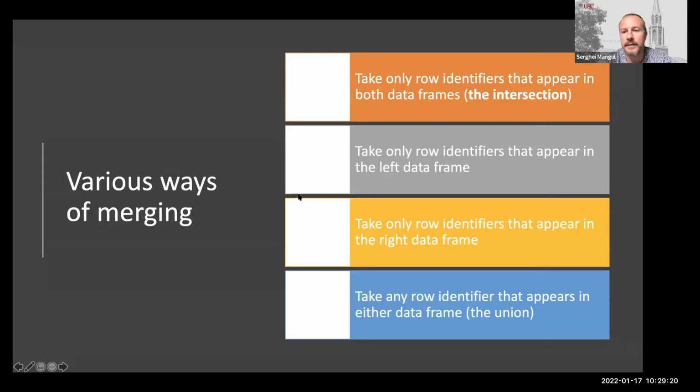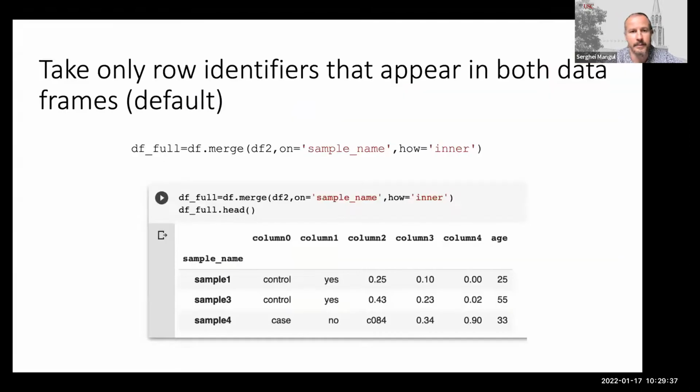Take only the rows identified that appear in the left data frame. Take only rows identified that appear in the right data frame. Take any row identified that appears in either data frame, the union, right? So 4 possibilities. And let's see how that works by example. I think we'll have examples.